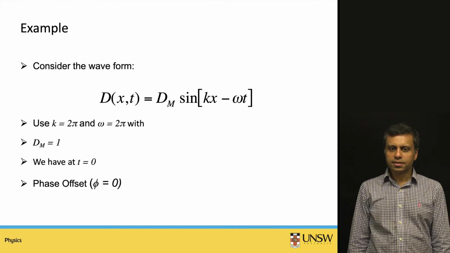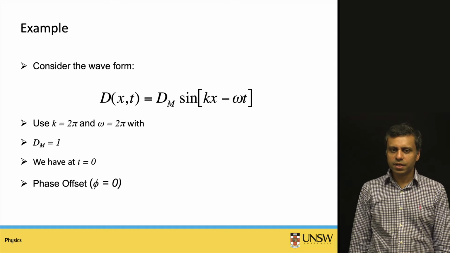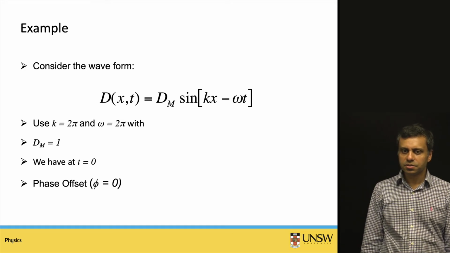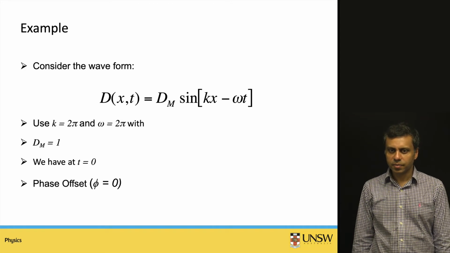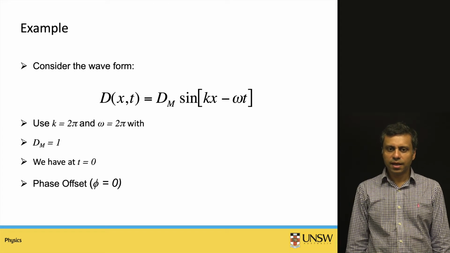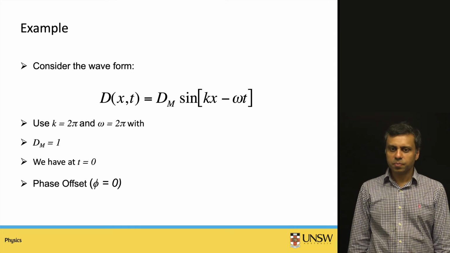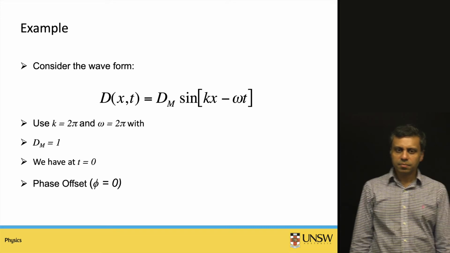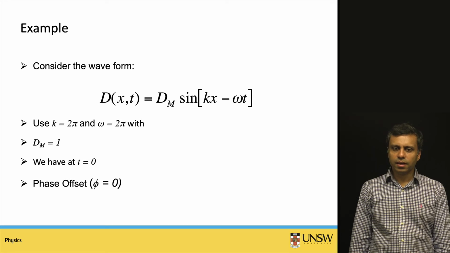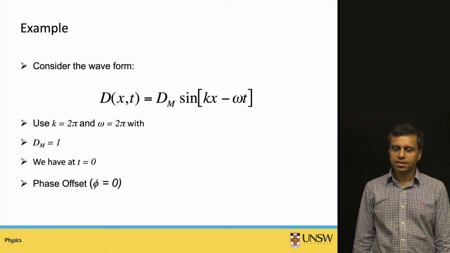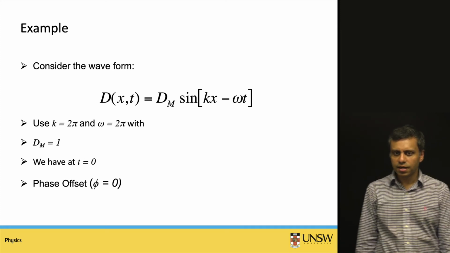Now let us look at an example. Suppose we are given an equation for displacement in terms of position and time as shown here, dm times sine of kx minus omega t, and we are given k to be equal to 2 pi and omega to be equal to 2 pi also, and dm equals 1 in this case. So we will plot how the wave looks as time passes. And also notice the phase offset here is 0.